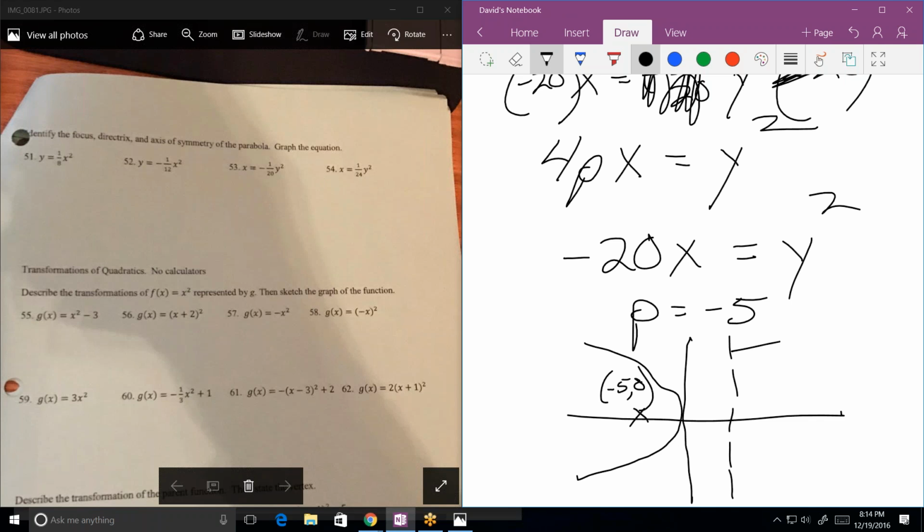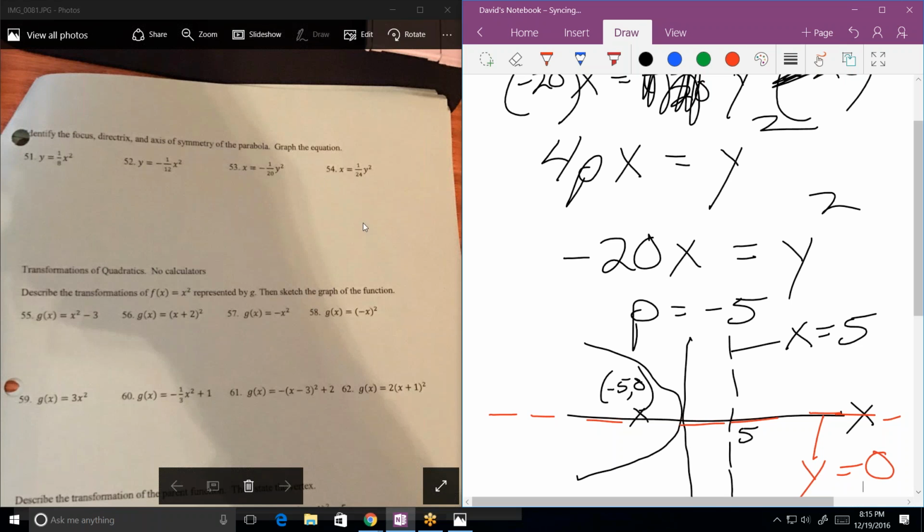The equation of that vertical line is x equals 5, since 5 is on the x-axis. Vertical lines are always x equals, horizontal lines are always y equals. And there's the axis of symmetry. What's the equation of that? Y equals 0. Good.